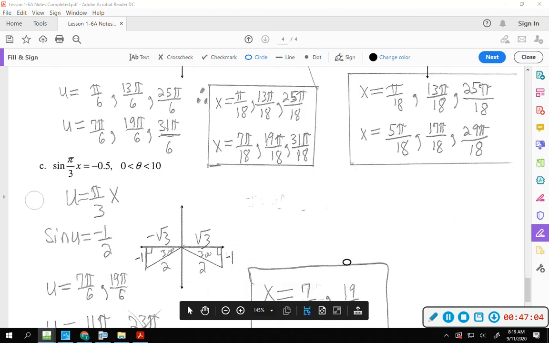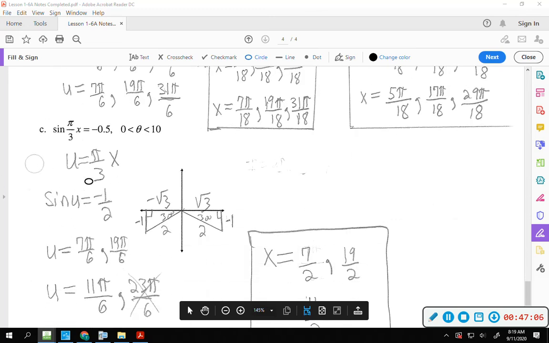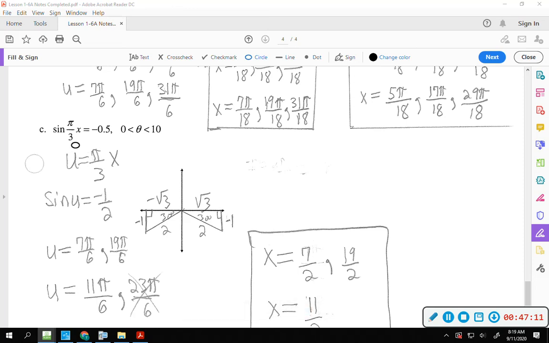Last one. Sometimes we get things like this. This is probably more likely on an AP test. We run into this. And this is why I like this u substitution. U equals pi over 3x. Therefore, the sine of u equals negative 1/2.